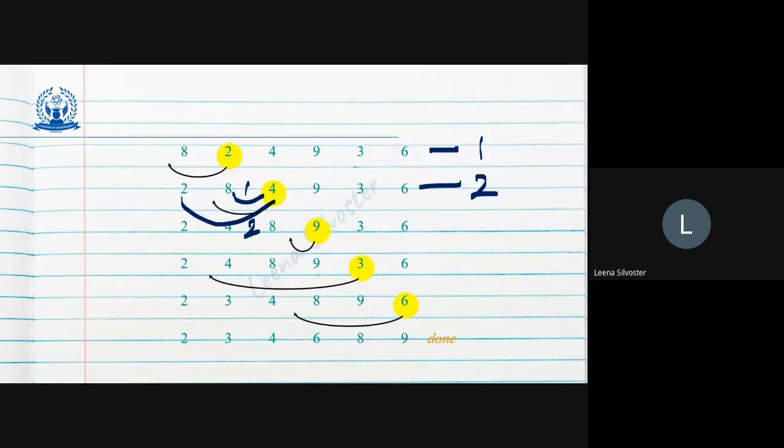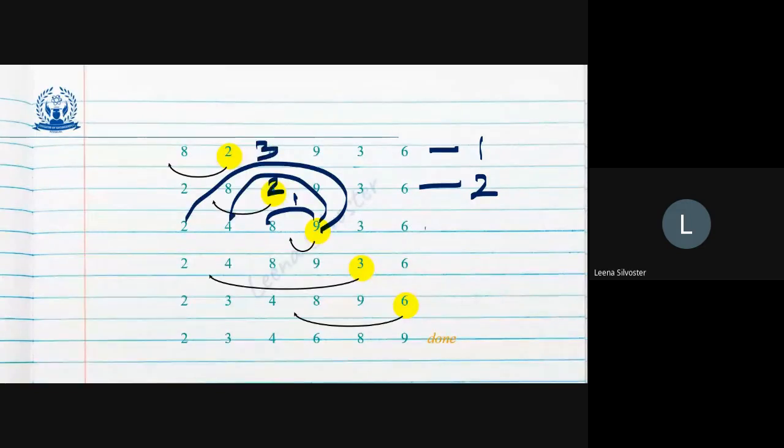What about the third stage? Third stage means 9. We will compare 9 with 8, this is 1. Again 9 with 4, this is 2. 9 with 2, that is 3. So there are three comparisons. What about the next case? How many comparisons are needed? 4.